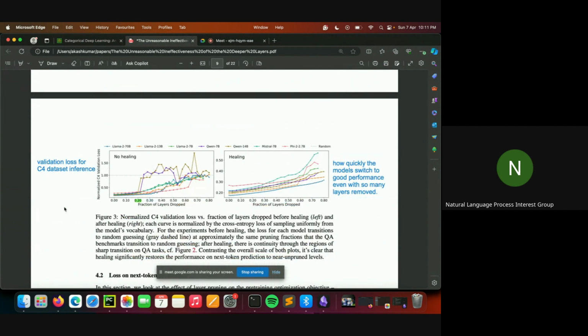So this shows that this robustness to layer removal is much more dependent on the model. It is somehow about how the information is stored in that model. That is why the same kind of behavior is happening across different models.